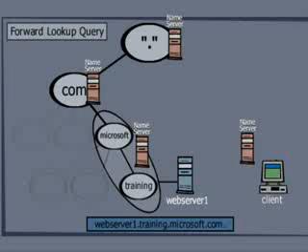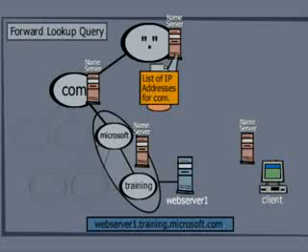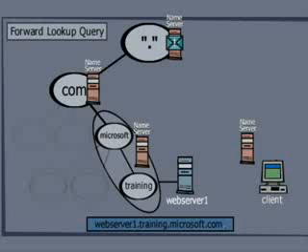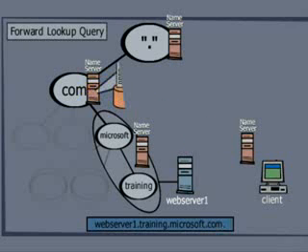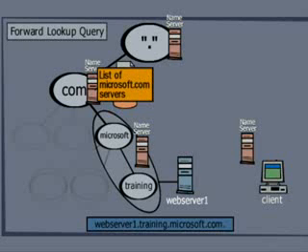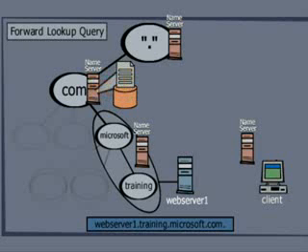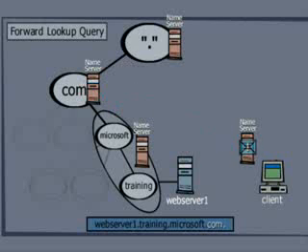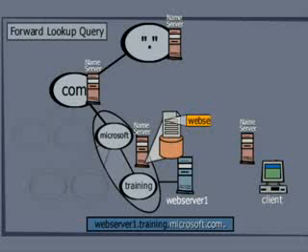The local name server will now begin a search for the name server that has authority for the domain training.microsoft.com, starting with the root name servers. So, the local name server sends a query to a root name server. The root name server contains IP addresses of the name servers for the top-level domain, com. The root name server sends those IP addresses back to the local name server, which then queries a com name server. The com name server receives the query and responds with a referral to the Microsoft.com name servers.